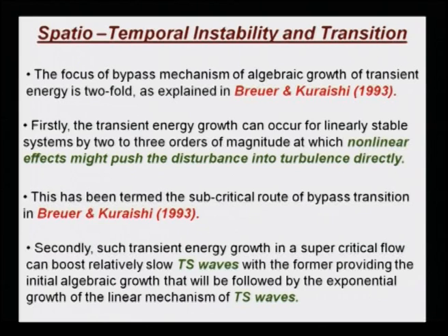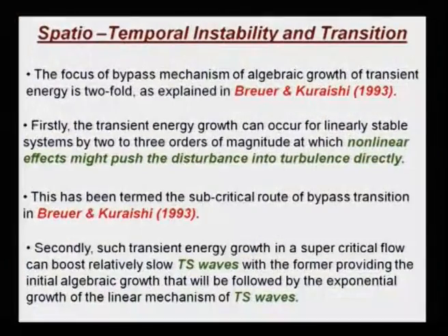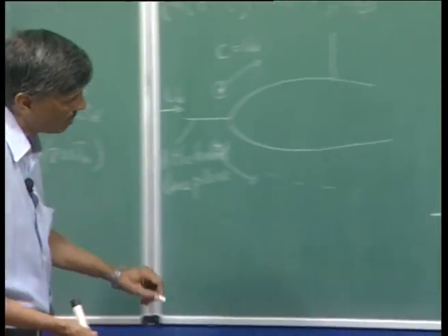Why are people interested in algebraic growth? That is what I was trying to show to you. This was explained in Brewer and Qureshi's paper. Firstly, the transient energy growth can occur for a linearly stable system by 2 to 3 orders of magnitude, after which direct nonlinear effects can take over. Okay. Suppose my nonlinear threshold is here.